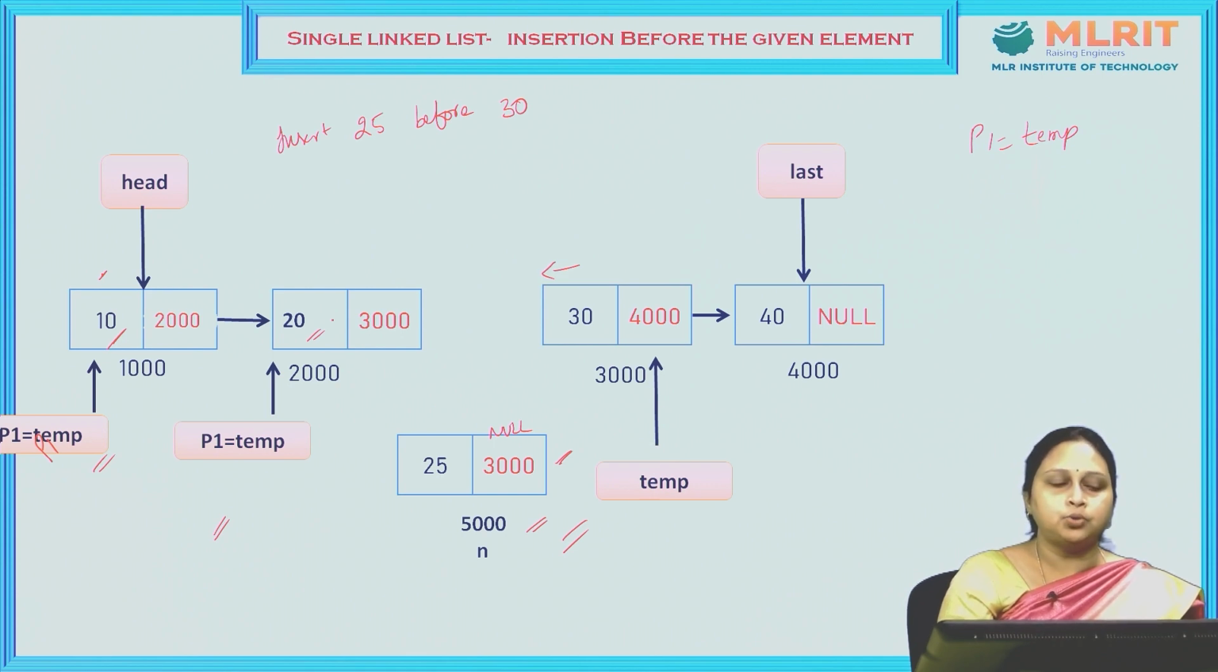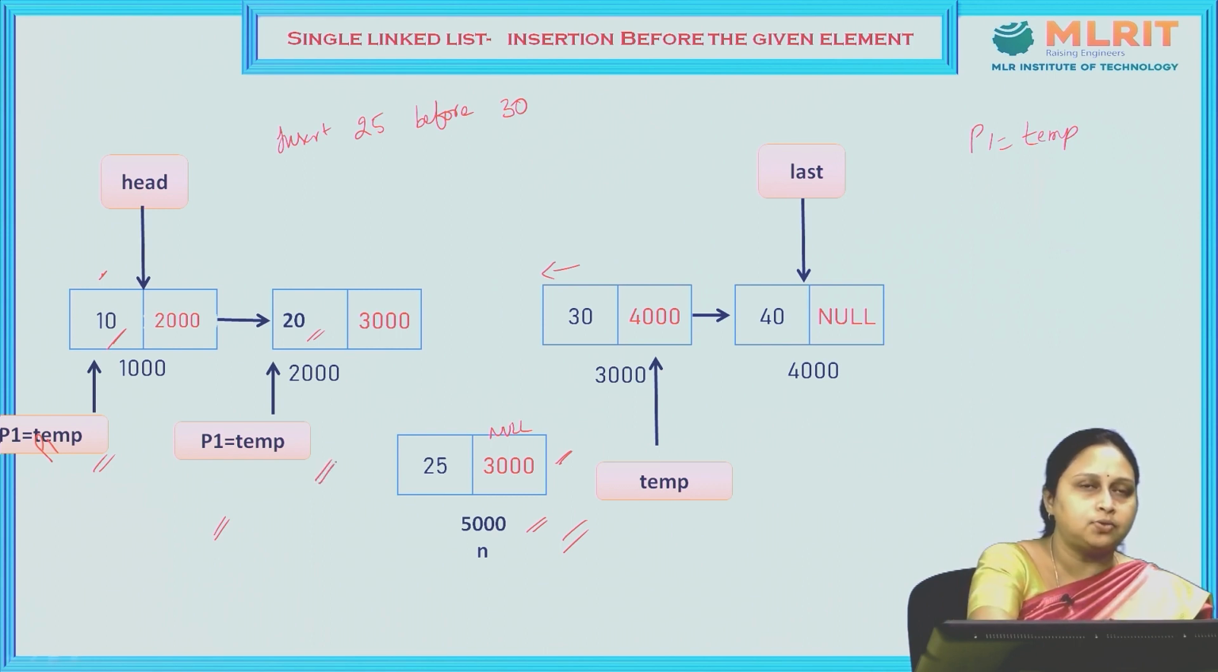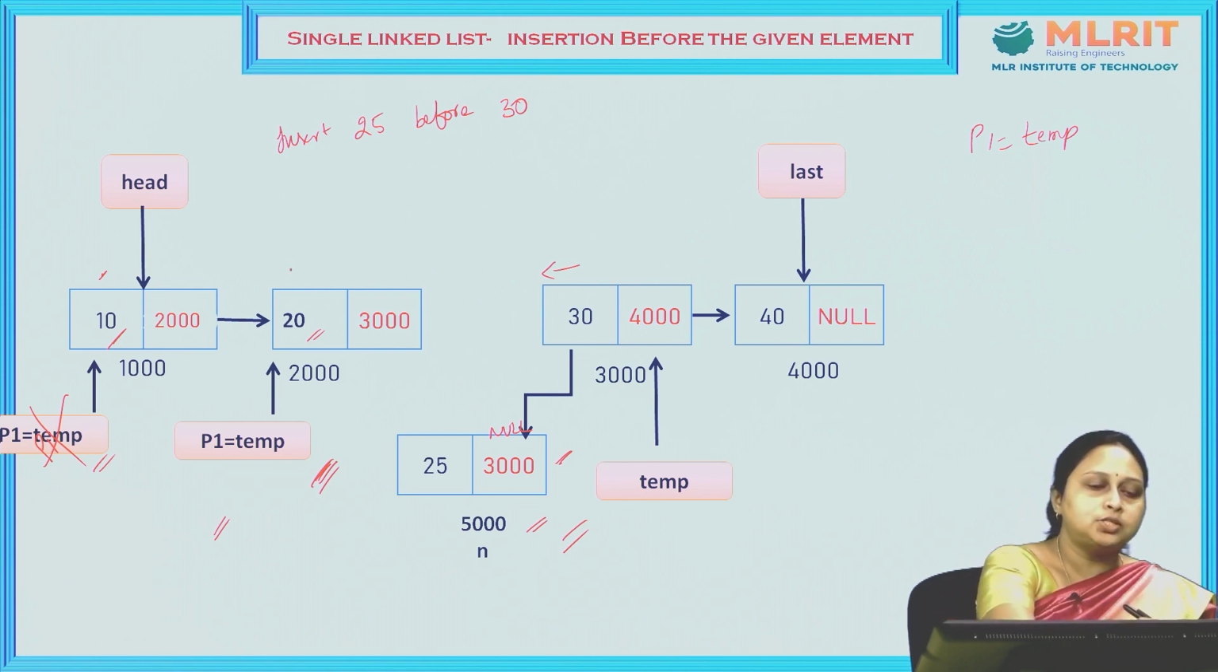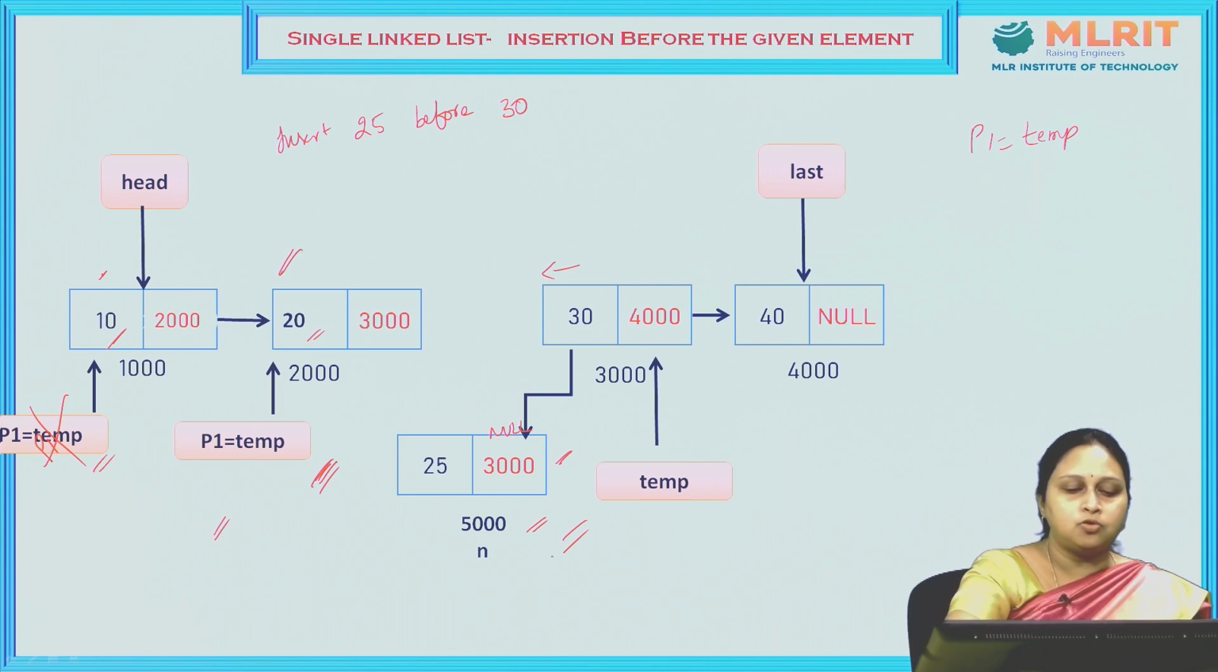Now, before moving my temp to the next location, I am assigning P1 equal to temp. When I am moving P1 equal to temp here, this won't be existing. Now P1 is pointing to this location. Now identify the nodes, name of the nodes, and then make the connection between them. The name of this node is P1. The name of this node is N, and the name of this node is temp.